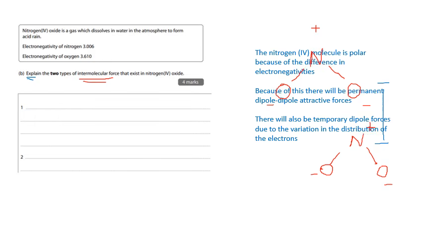So there you go, pictures in the way. The nitrogen dioxide molecule is polar because of the difference in electronegativities. Because of this, there will be permanent dipole-dipole attractive forces. There will also be temporary dipole-dipole forces due to the variation in the distribution of the electrons. So permanent and temporary dipole-dipole bonds.